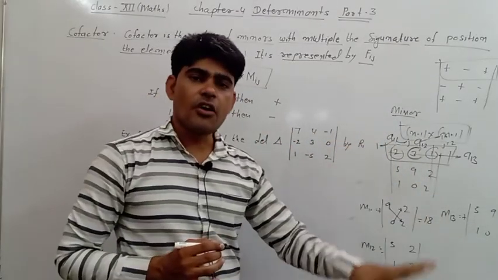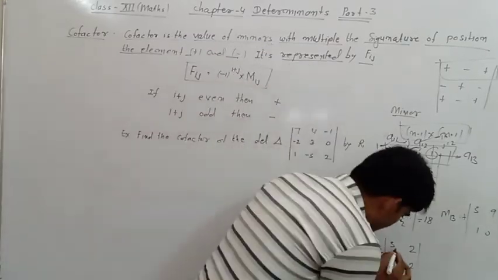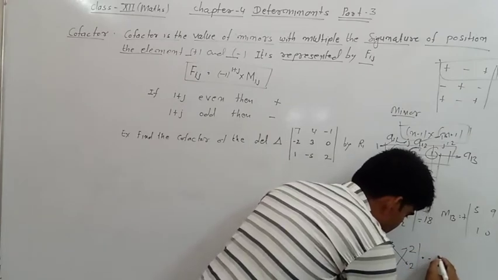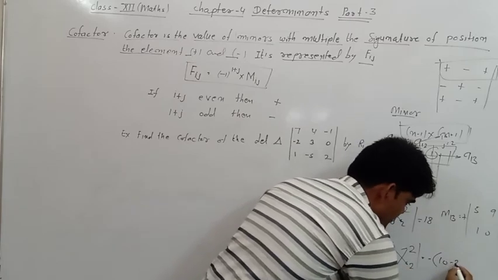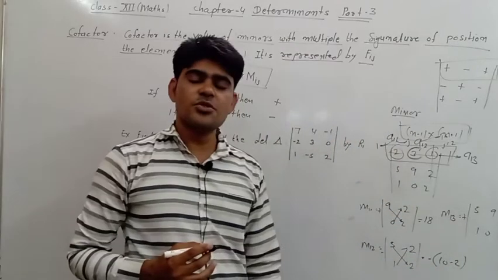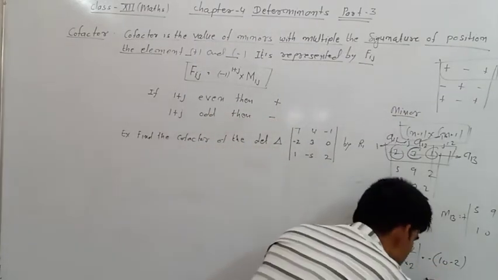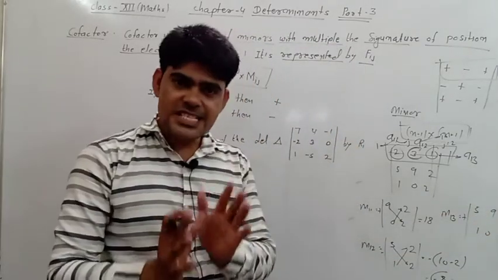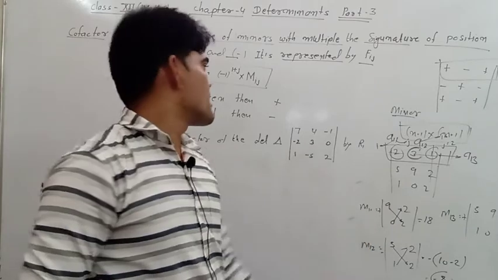Similarly we solve the next one: 5 times 2 is 10, minus 1 times 2 is 2, 10 minus 2 is 8 with positive, and this is the negative sign, so we get minus 8. Similarly solve this. So these are the cofactors of the given determinant.